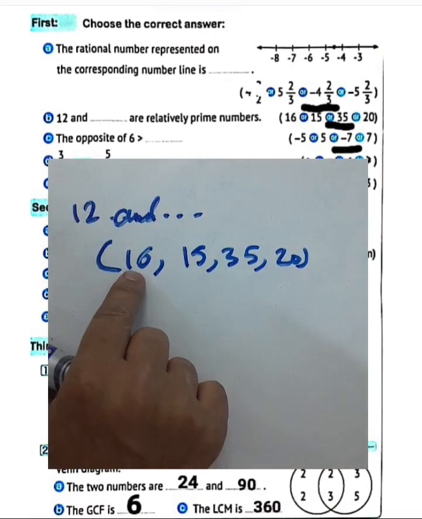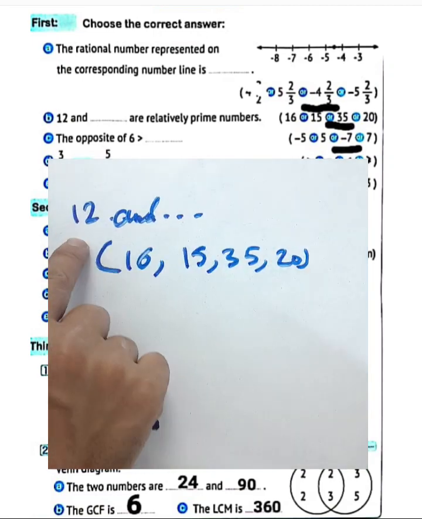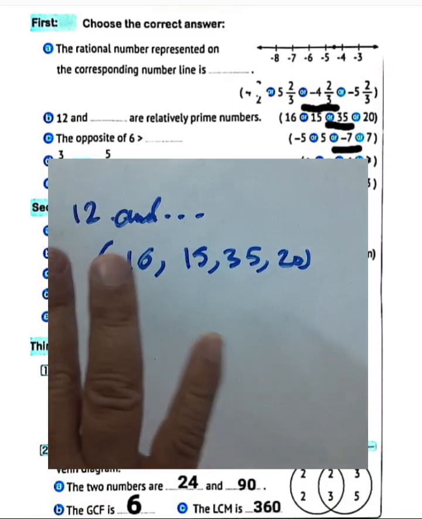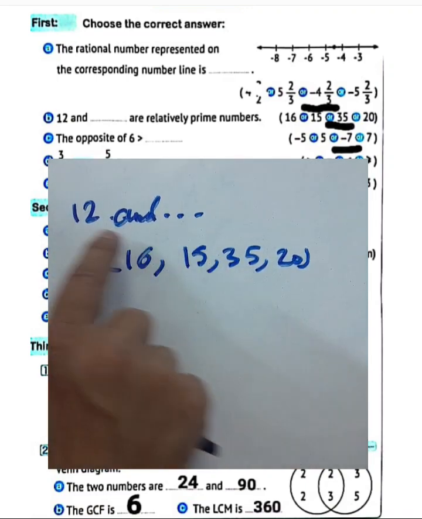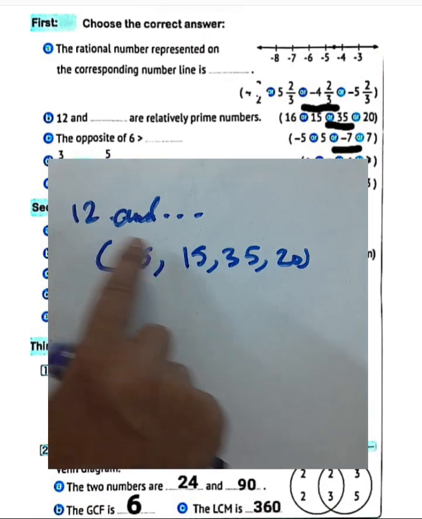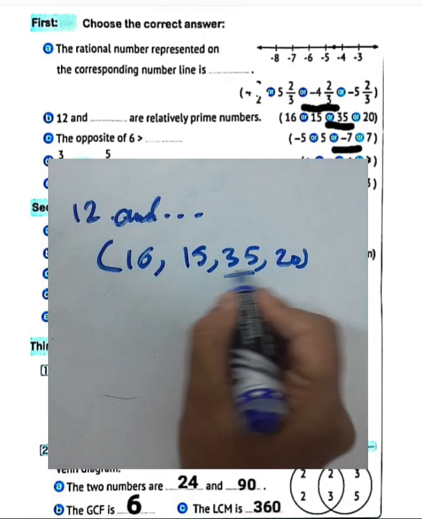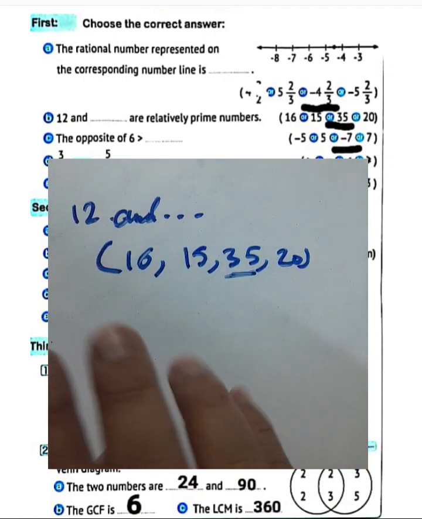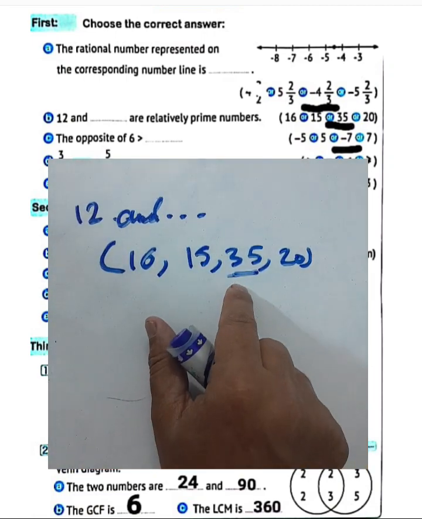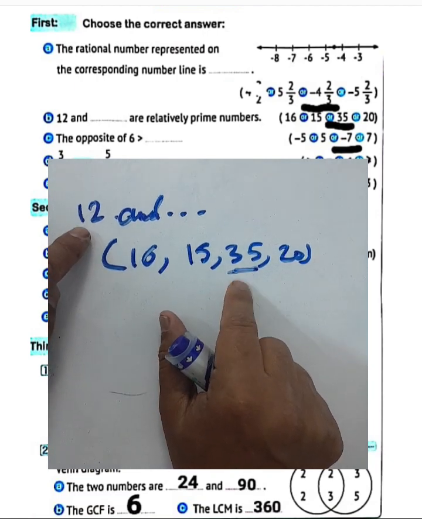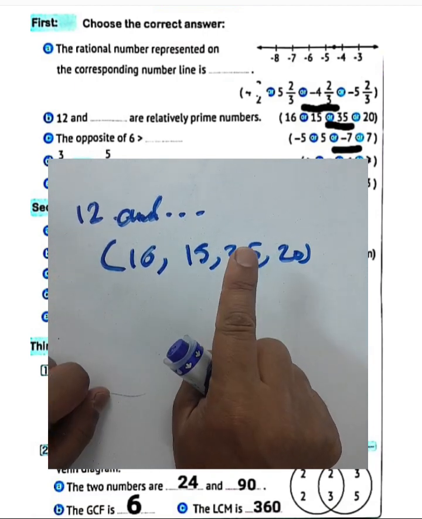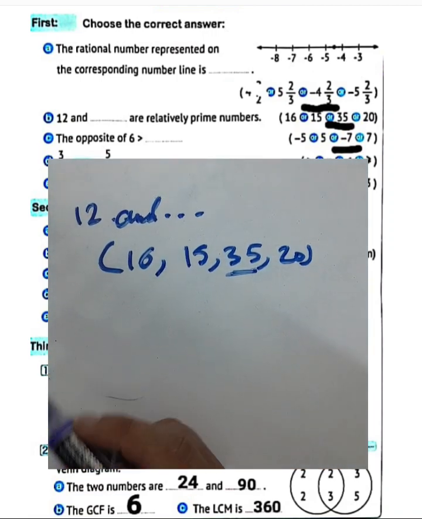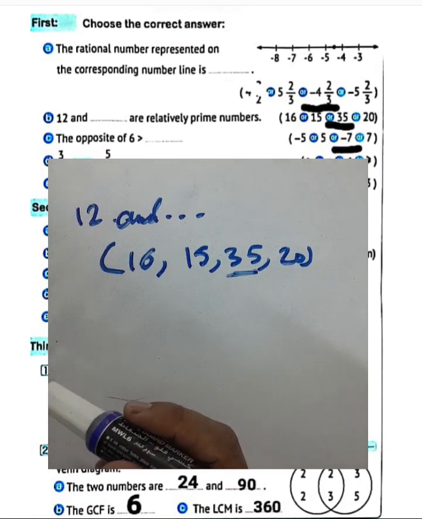We know 16 and 12, the greatest common factor between them equals 4. And 12 and 15, the greatest common factor between them will be 3. And 35 and 12, the greatest common factor between them will be 1. So you must choose 35. But 20 and 12, the greatest common factor between them will be 4. So you must choose 35, because 12 and 35 have a greatest common factor equal to 1. We call 12 and 35 relatively prime numbers.